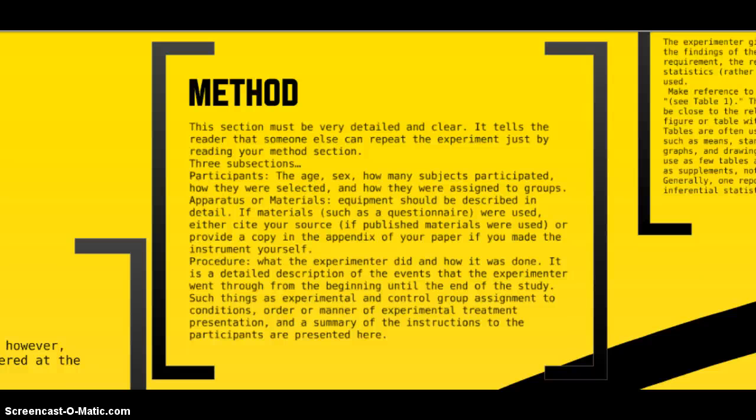So in your method section, maybe you give a little brief overview, and then you're going to have three subsections. Each of these words are going to be left aligned and bold on their own line. So it'd be participants, apparatus or materials, which is most likely going to be materials in this class, and procedure.